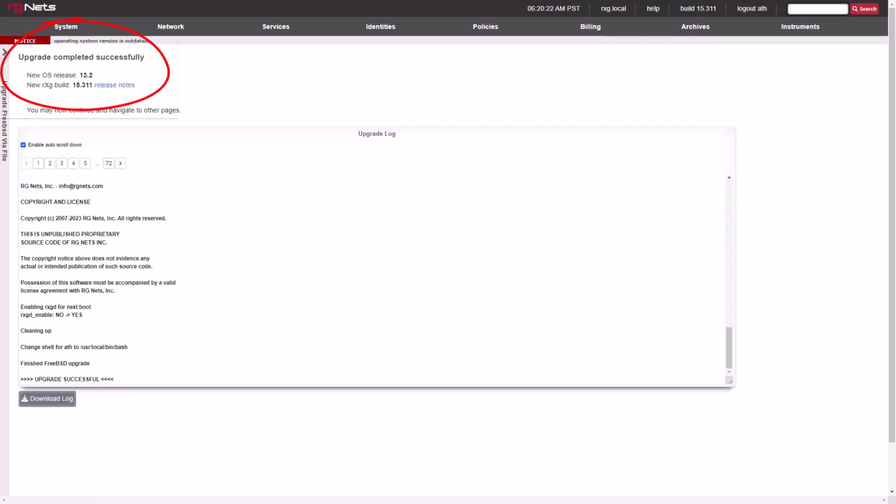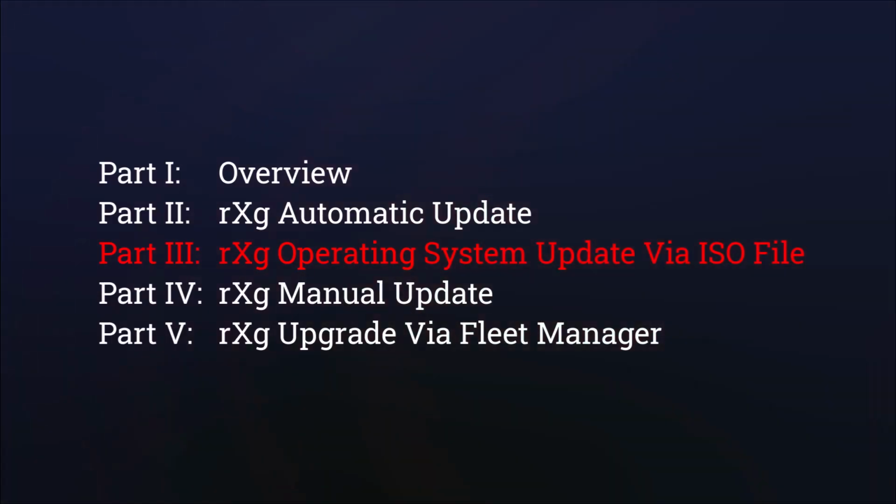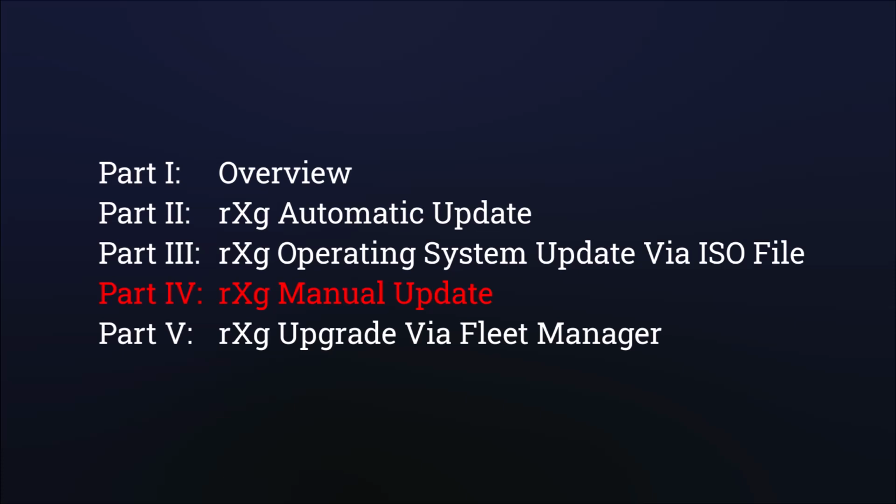What if you need the version flexibility of this upgrade method along with the low bandwidth requirements, but you want to upgrade the rXg software only, not the operating system? We'll be covering that in Part 4, rXg Manual Update.